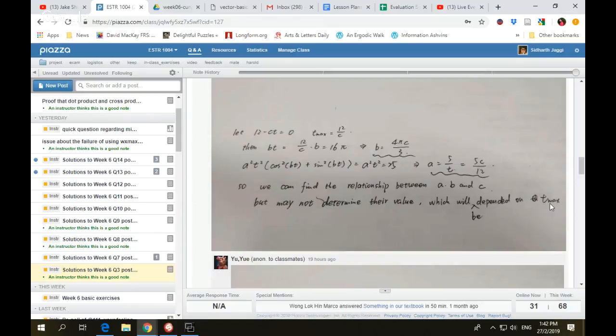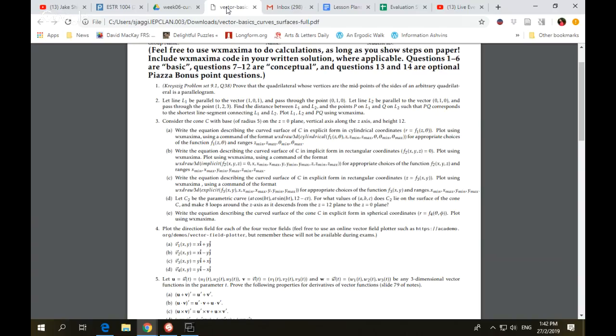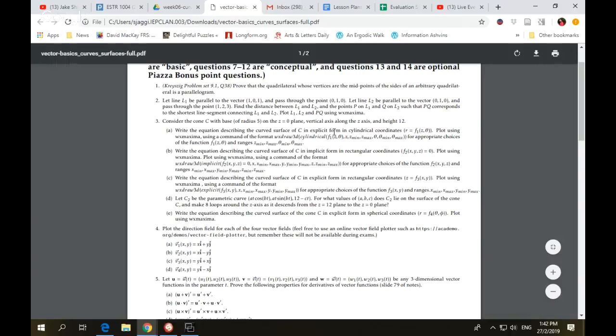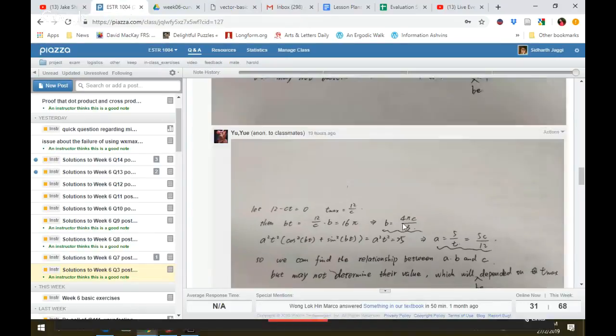Okay, good. Thank you. And finally, the last part asked us to do this. So far we've looked at cylindrical polar coordinates, rectangular coordinates, and implicit and explicit forms, and now the question is asking to write the surface of the cone in explicit form in spherical coordinates, right? Young's solution is over here.